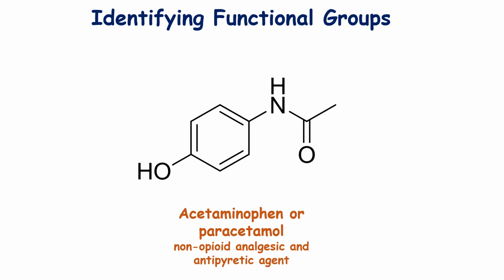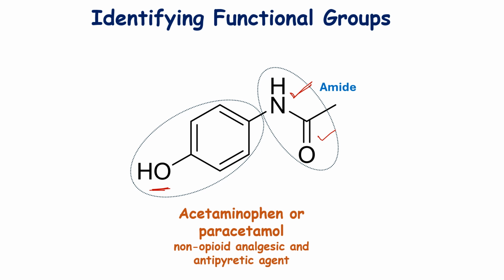This molecule is acetaminophen, also known as paracetamol or Tylenol. It's a non-opioid analgesic and antipyretic agent. There are two functional groups. There is a carbonyl group, but this carbonyl group is next to the NH group. Carbonyl along with the NH group is known as amide. And we have an OH group. This OH group is present on the benzene, so this is your phenol. So acetaminophen has two functional groups, that is phenol and amide.